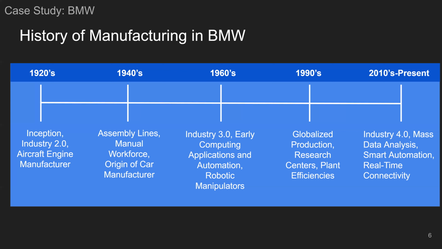Finally, as we near present times, BMW looks forward to the advancement of Industry 4.0 and the Internet of Things. In this era, we're seeing mass data analysis, smart automation, AI, and machine learning, as these will all greatly improve manufacturing and ensure the quality of BMW cars. Next slide, please.